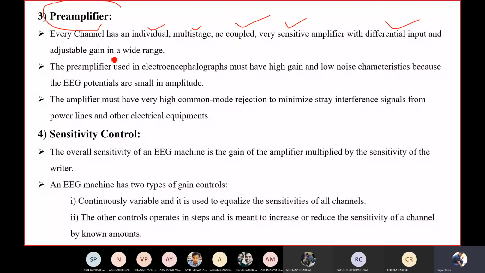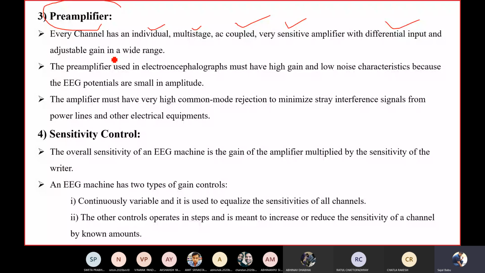If you want to know what the preamplifier is, just remember that we are using the preamplifier to increase the strength of the signal. Each and every channel is going to have its separate preamplifier, and the preamplifier that we use for each channel will be multi-stage. That means it is not going to be a single stage. Those who don't know about multi-stage, I am going to explain what a multi-stage is.